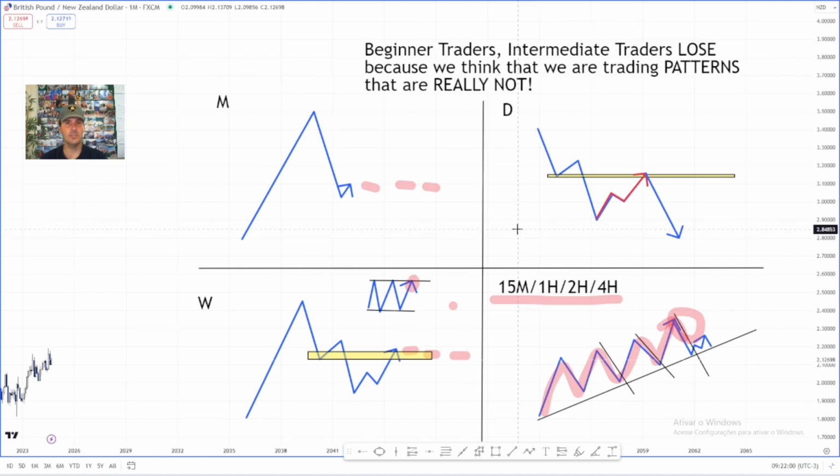Beginner traders, intermediate traders, advanced maybe not anymore. Beginner traders, intermediate traders, we lose because we think we are trading patterns. Oh, I'm trading an uptrend. And as soon as you put on a trade, you buy. As soon as I buy, I lose. We lose because I'm trading an uptrend, but it was a retracement on a downtrend from the higher time frame.